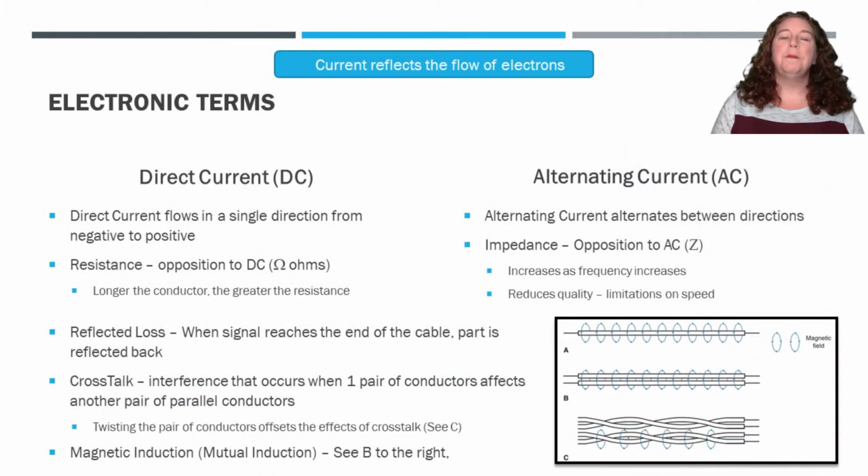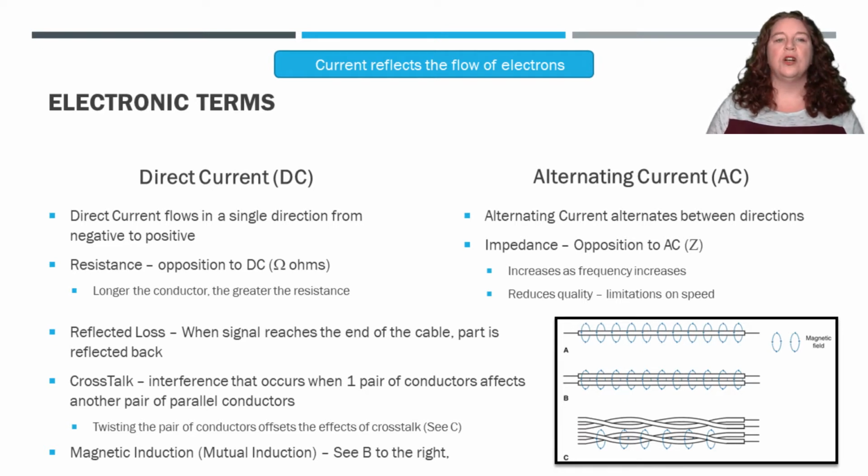If you have interest in basic electronics, you probably know a lot about DC and AC. But just as a refresher, direct current, DC, flows in a single direction from negative to positive. It always goes the same direction. Alternating current alternates between directions. It goes negative to positive, then it can go positive to negative, and it can alternate between the 2. The opposition or the push against direct current is called resistance. It's measured in ohms, and it is longer.